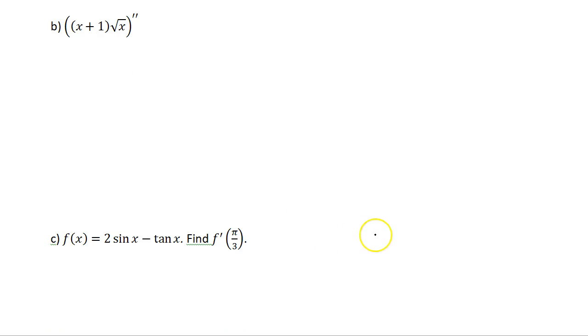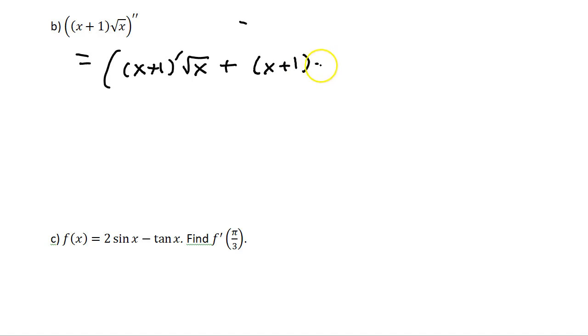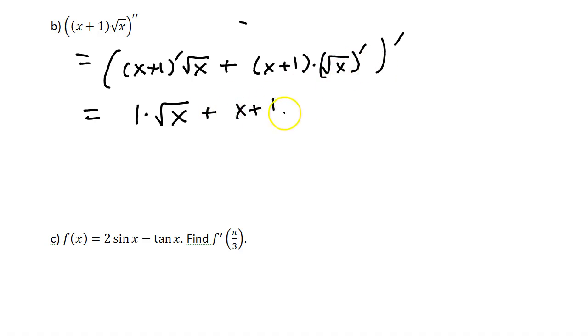Now here we have 2 derivatives of this function. And you have to do one by one. First, since it's a product, we have to apply the product rule. Let me leave another prime here because we have to do another prime after this. It's the second derivative. This I'm only taking one derivative. Derivative of x plus 1 is just 1. Derivative of square root of x is 1 over 2 square root of x.